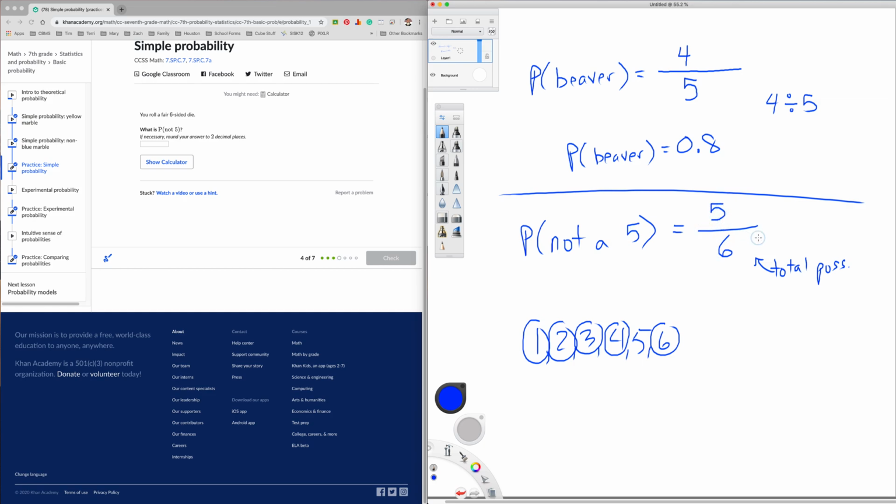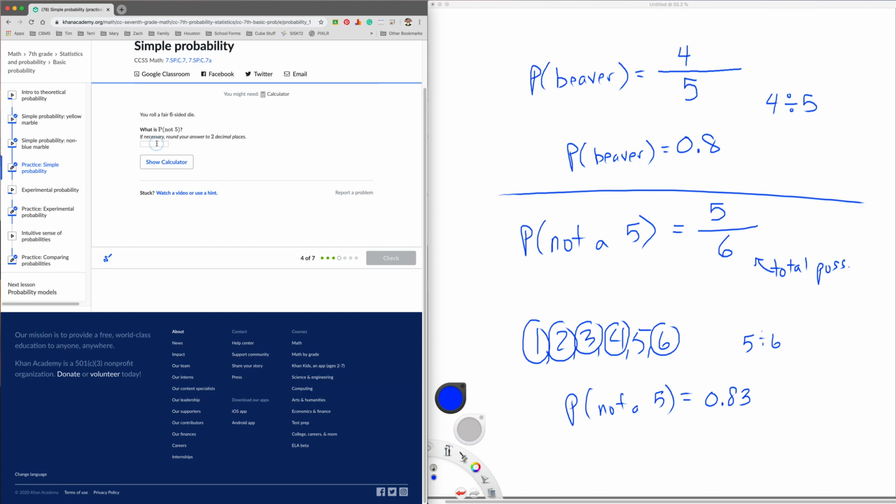5 out of the 6 would be the total. So 5 divided by 6. And I get that this probability of not a 5, I took 5 divided by 6, and I got 0.83. The 3 is repeating, but I'm rounding it to 2 decimal places, so I'm going to go with 0.83.